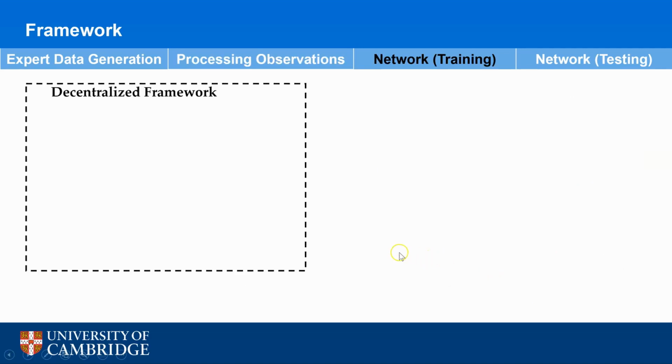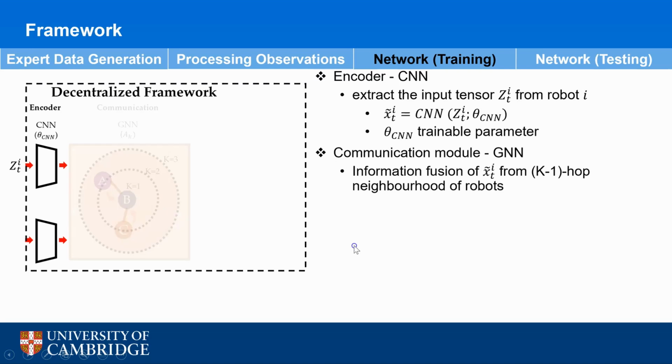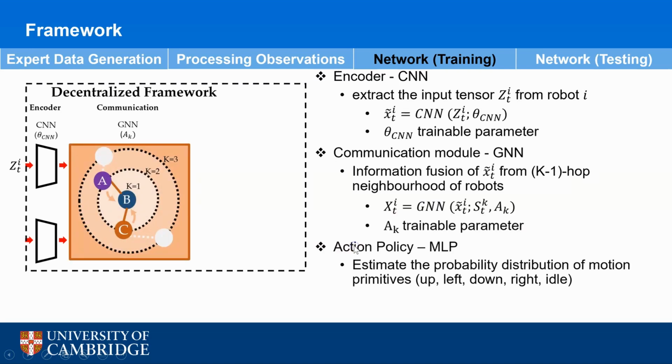The decentralized framework consists of a CNN for feature extraction, a graph neural network that communicates these features among robots, and a multi-layer perceptron to predict the action. We obtain the input tensor Z from robot i at time t. The convolutional neural network will operate on it to extract features into X. Within a distance-based communication radius, the GNN computes the weighted sum of node features of node i and its neighbors j based on the adjacency matrix at the current time step.